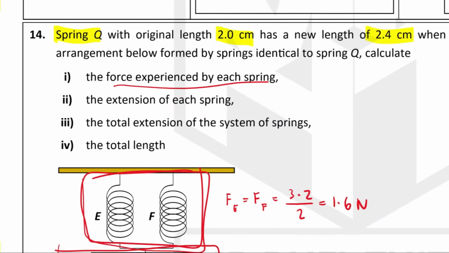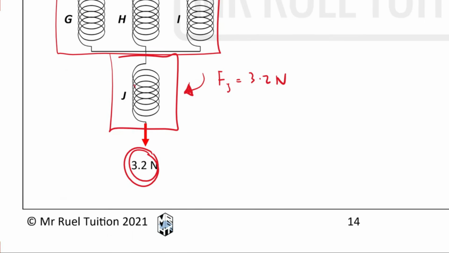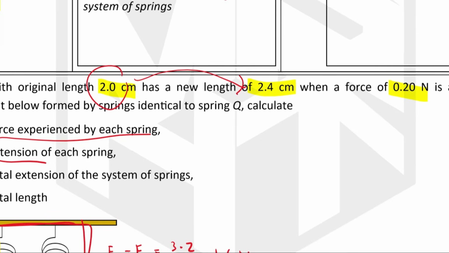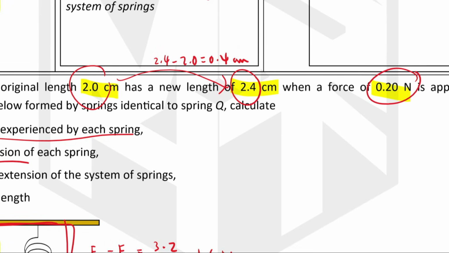Next, let's find the extension of each spring. Since J is experiencing a force of 3.2, using the formula F equals Kx, we know that the extension will be F over K. Now, the problem is we don't have K yet. How do we find K? From the original question, we know that there has been an extension of 2.4 minus 2.0, which is 0.4 centimeters, when a force of 0.2 newtons is applied. Therefore, K will be equal to F over X. When the force is 0.2 newtons, the extension is 0.4. And therefore, K is 1 over 2.